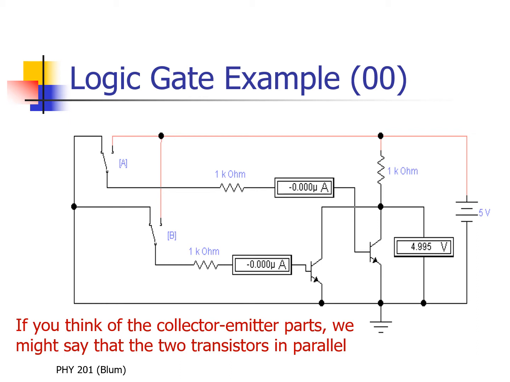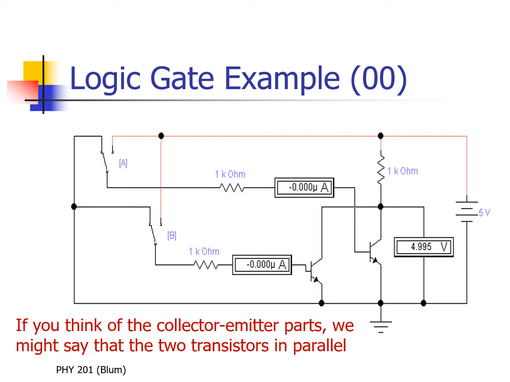If you're thinking about the collector-emitter parts of the circuit, we might think the transistors are effectively in parallel, that there's a connection on one side and there's a connection on the other side. And then there are all these resistors. Between the switch and the base, there's a resistor, and between the battery at the top and the top of the two transistors, there's another resistor.